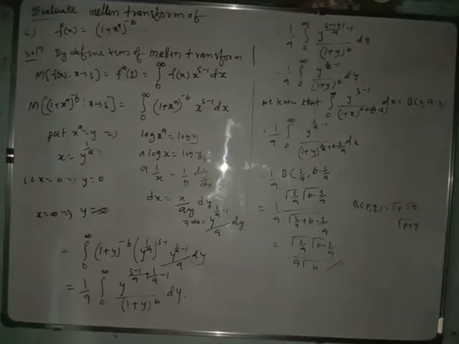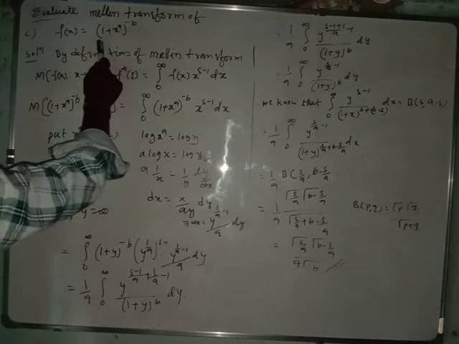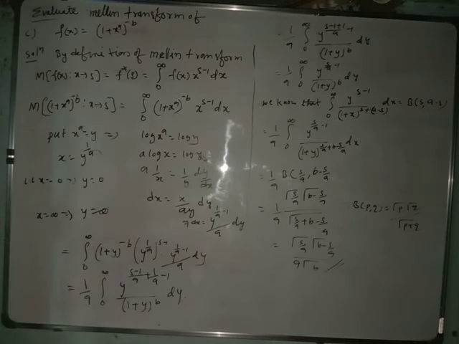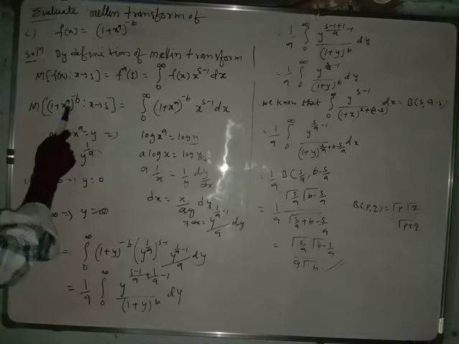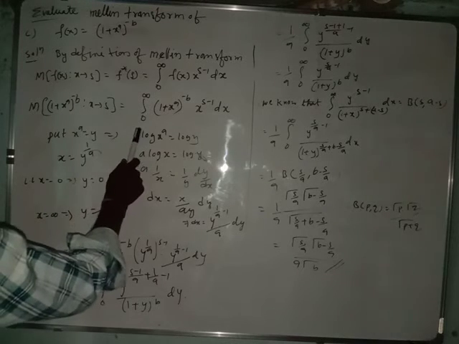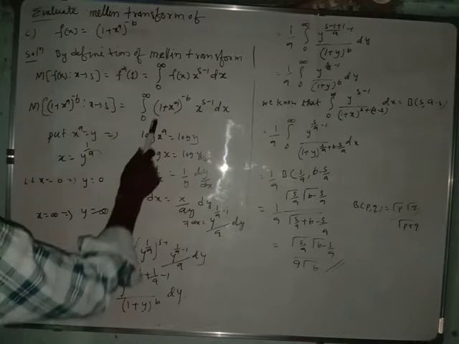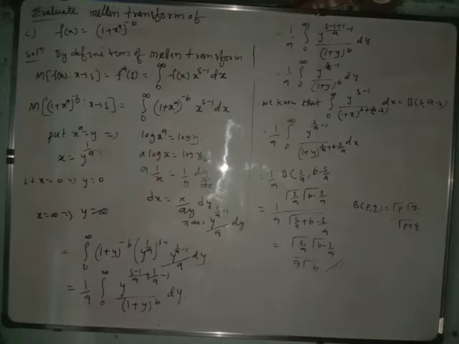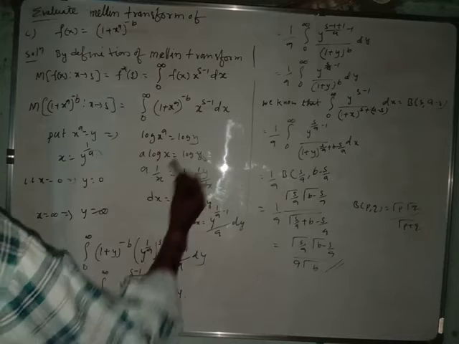Now we want to find the Mellin transformation of f of x equal to (1 plus x^a) whole power minus b. So the Mellin transformation of (1 plus x^a)^(minus b) is equal to the integral from 0 to infinity of (1 plus x^a)^(minus b) into x^(s minus 1) into dx.